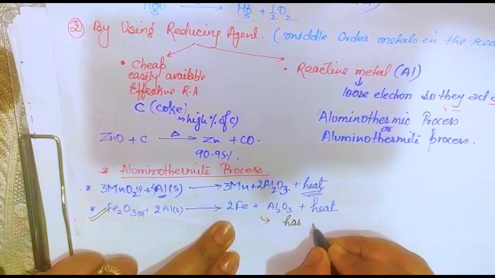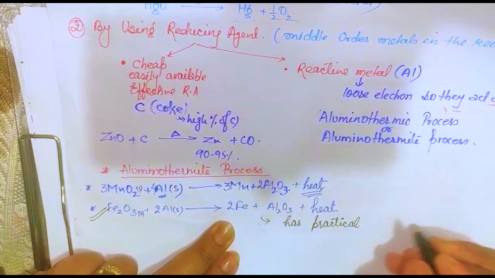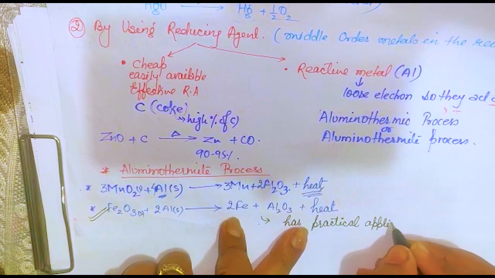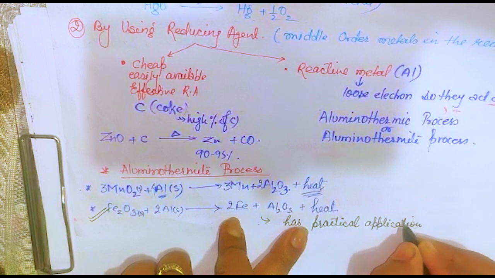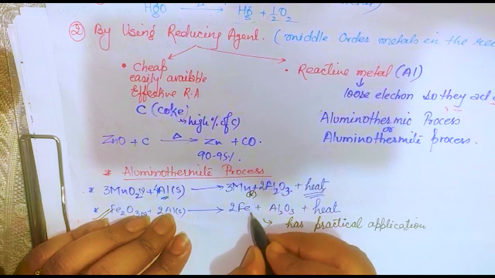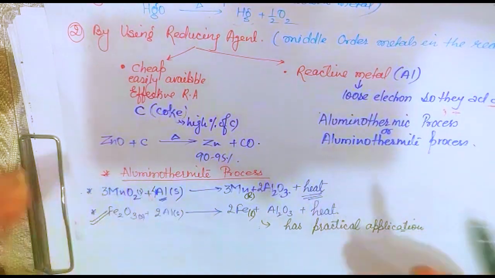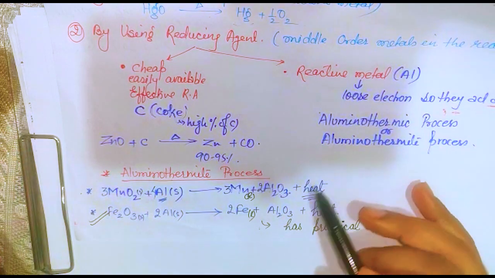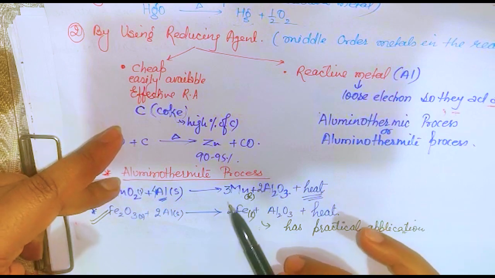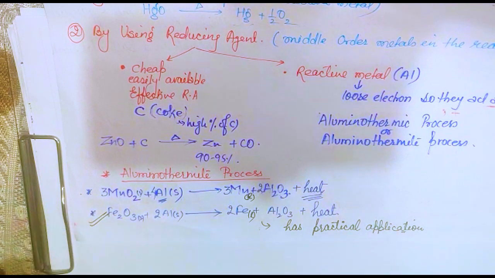Before that, I just want to tell you one thing about the practical application. What is that? I will tell you in just a minute. Before that, I want to tell you that this will be in the molten form. The heat produced is in a large amount, so it melts the metal produced, and that's why the metal we get from this process is in the molten stage. Got it?